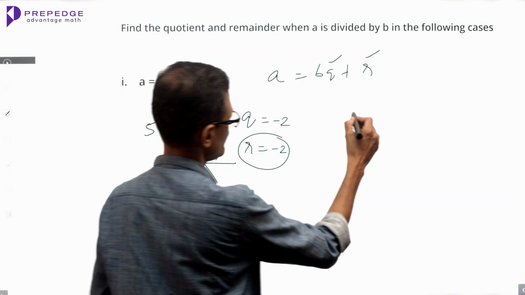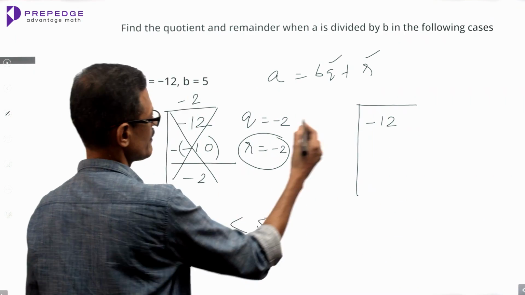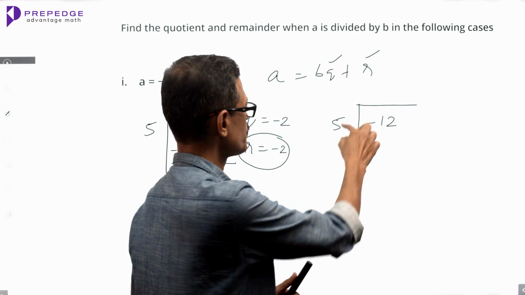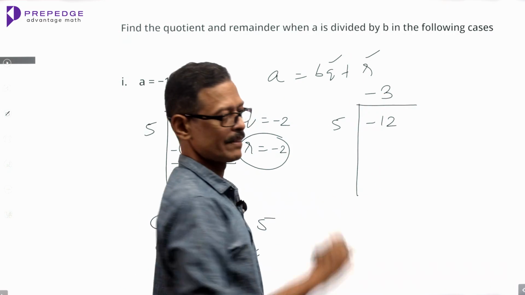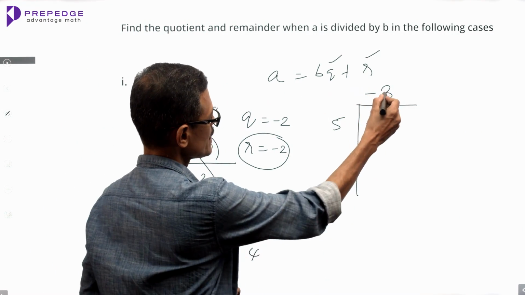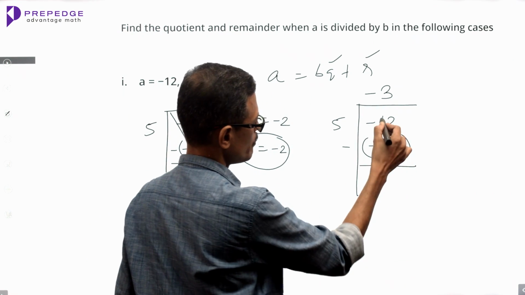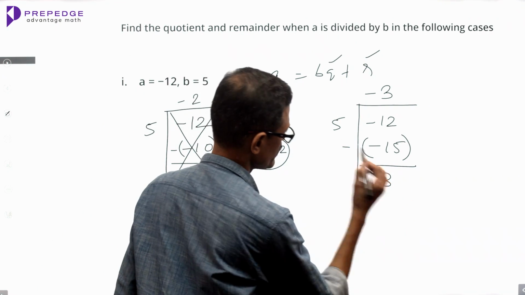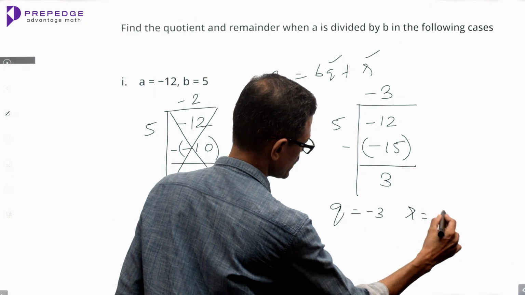Whenever you have a dividend which is negative, and the divisor is positive, ensure that the magnitude of what you are subtracting is greater than 12. So if it has to be more than 12, let's go with -3. With -2 we got -10. Now let's try -3 and see what we get. -3 into 5 will make it -15. Subtract this now. -12 minus of -15 is -12 plus 15, which gives us an answer of 3. So the answer is: quotient is -3, remainder is equal to +3.